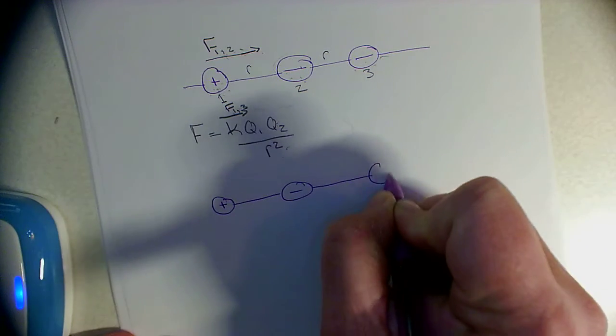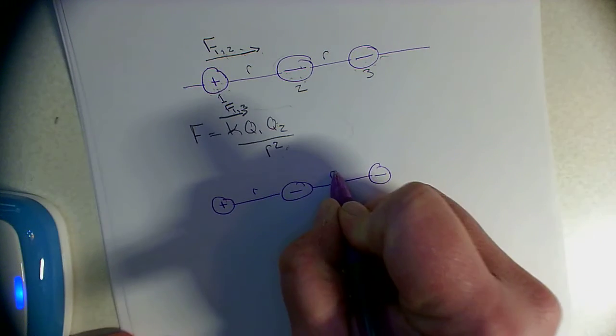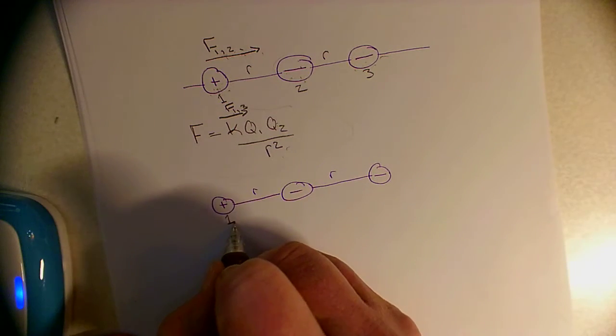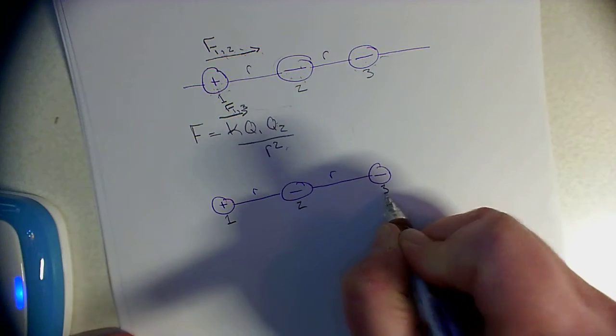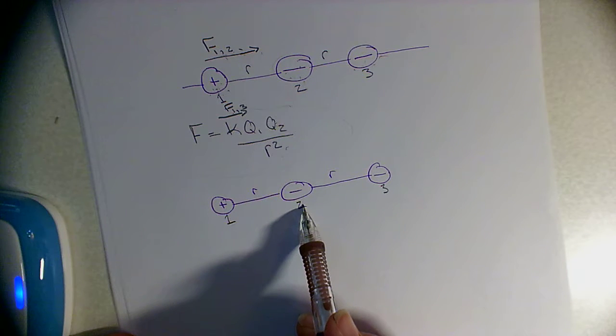And again, these are perfect circles, and these are equidistant apart. So this is r and this is r. Okay? And now I'm going to call this 1, this 2, and this 3. What force vectors is this number 2 experiencing, this charge 2?